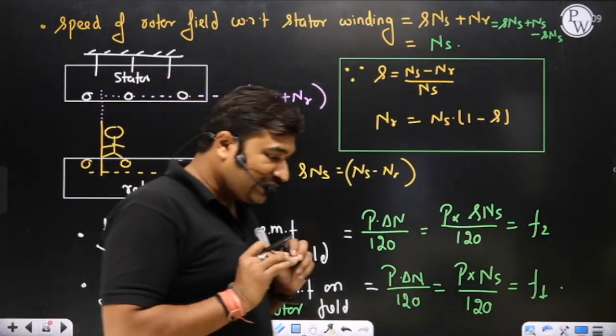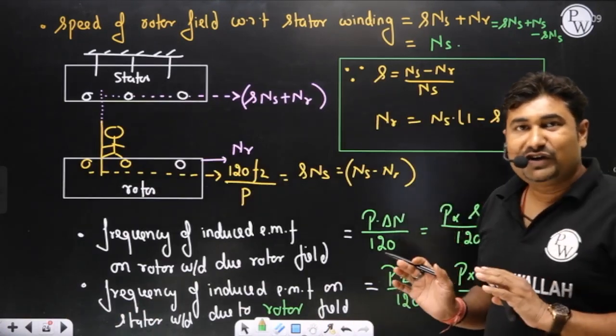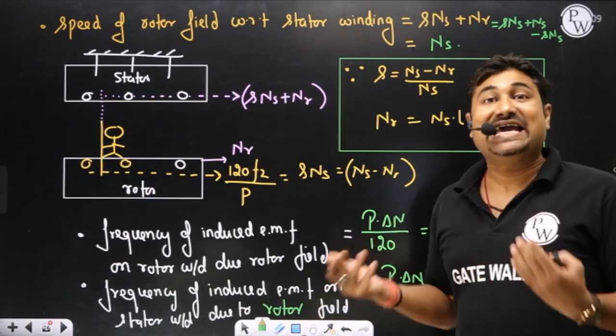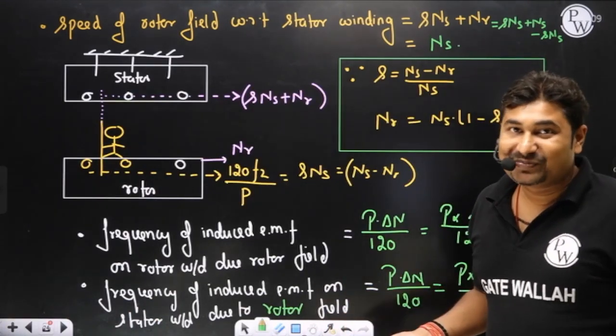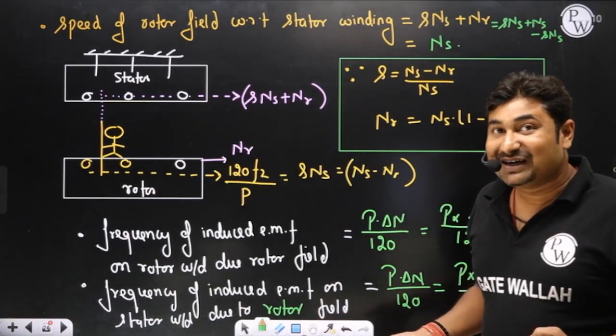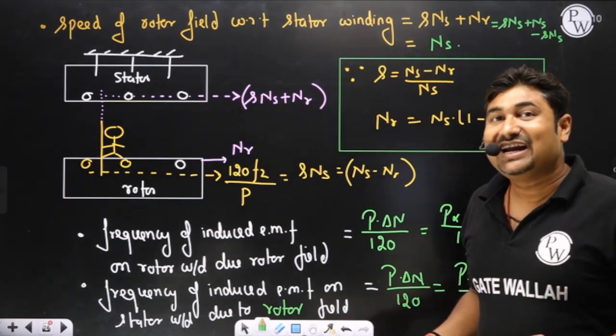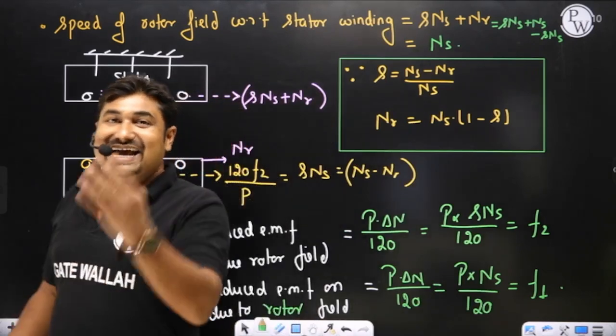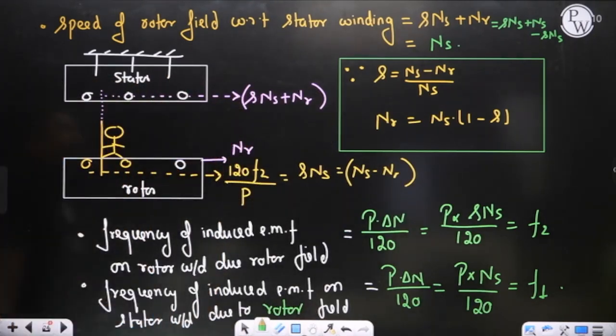So the frequency of induced EMF, due to rotor field or due to stator field, onto the rotor body or onto the stator body will remain F1 and F2 only. And that is only possible when stator field and rotor field are stationary with respect to each other at every position. Let me write again.